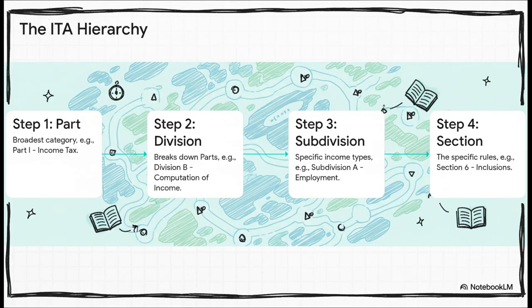The act is set up like a funnel. It's got these nested levels. It starts out really broad with parts, like Part 1, which is for all income tax. Then it gets a bit narrower with divisions, like Division B, which is all about how you compute income. Inside of that, you get subdivisions for specific types of income, like employment income. And finally, you land on the specific rules in the sections. See? It's a perfect funnel, going from the most general concepts down to the super specific details.